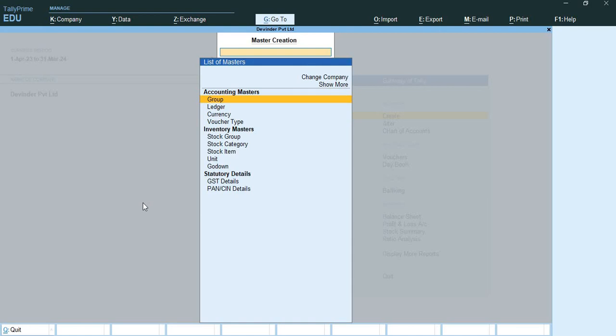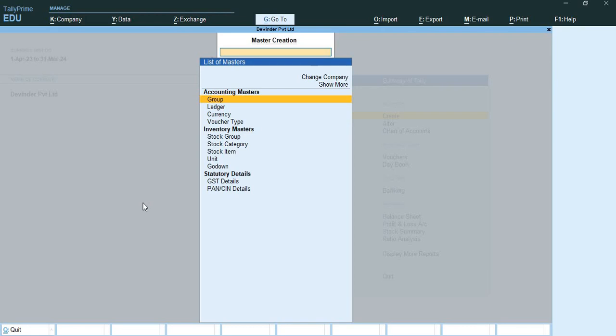Like average cost method. In this method, the stock is valued based on the formula given below. Average cost is equal to total inward value for the year divided by total inward quantity for the year. Next is monthly average cost method. The average cost is determined on a monthly basis instead of annual.